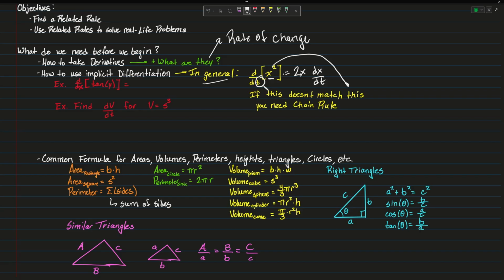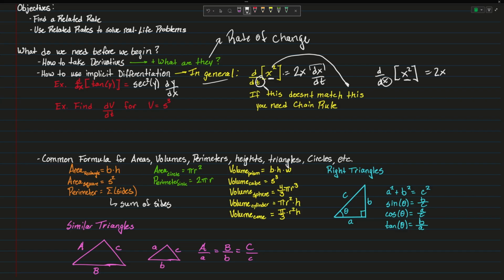This is different than the derivative of x squared with respect to x. That would just be 2x. So if that denominator of the derivative, if you want to call it that, doesn't match what's inside, then we have to use this implicit differentiation. Just some examples so we get warmed up. The derivative of tangent of y, well, that's going to be secant squared of y, because that's the outer function, times the derivative of y with respect to x.